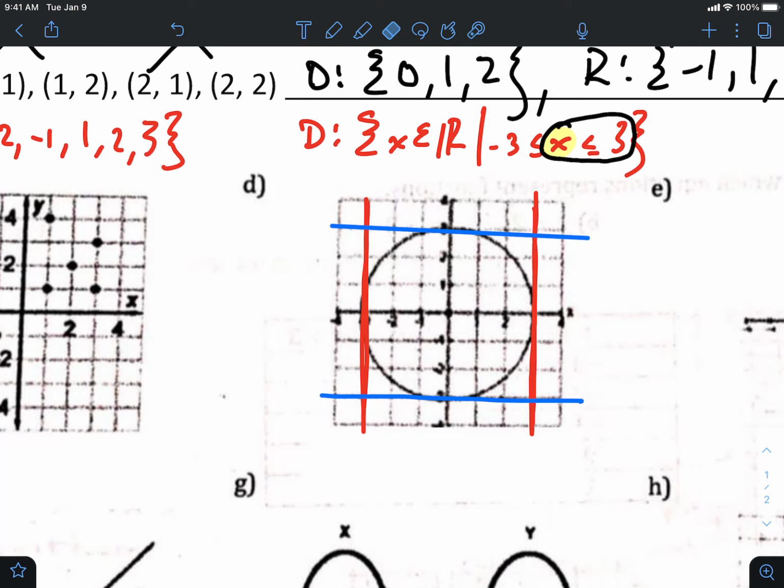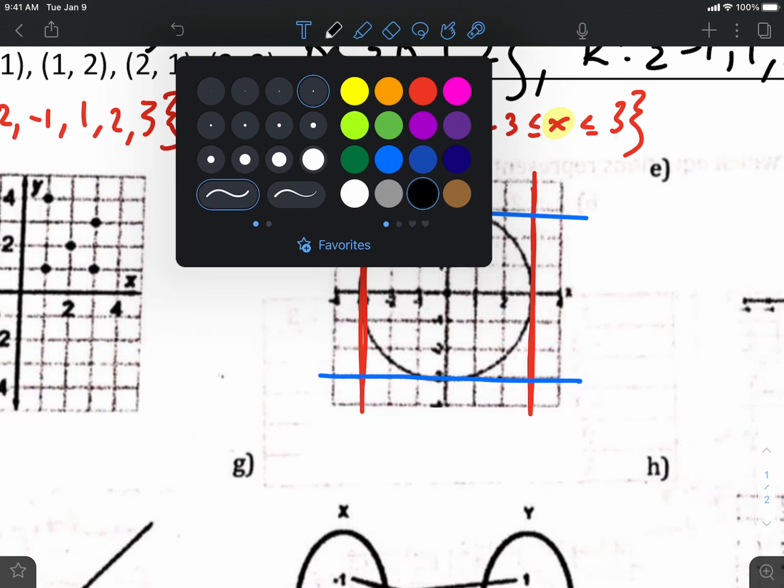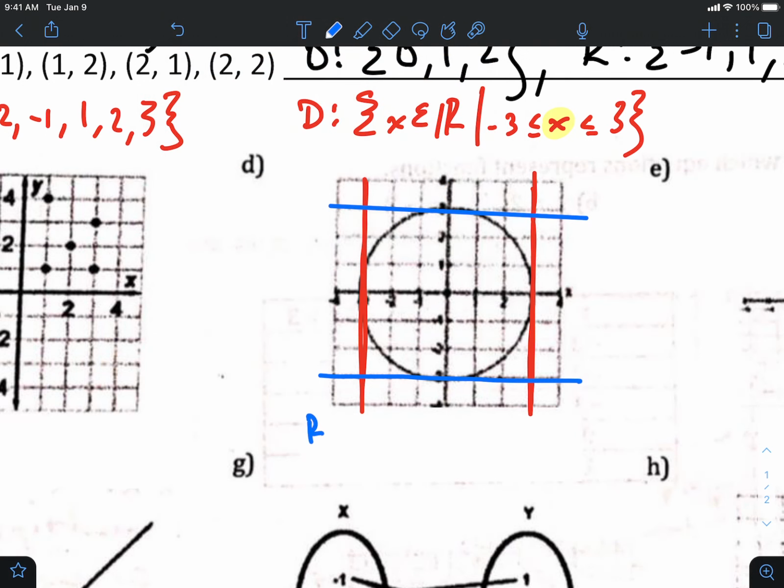So the range, conveniently because it's a perfect circle, is the exact same as the domain. But that's not always the case, right? So the range here goes from... just be careful. What are we talking about this time? X's or Y's? What's range talking about? It's Y's. Same idea here. You can have any value of Y as long as it's contained within those two blue bars.